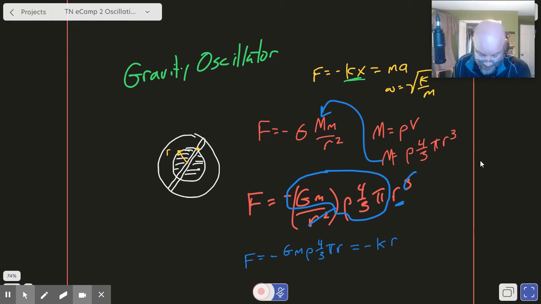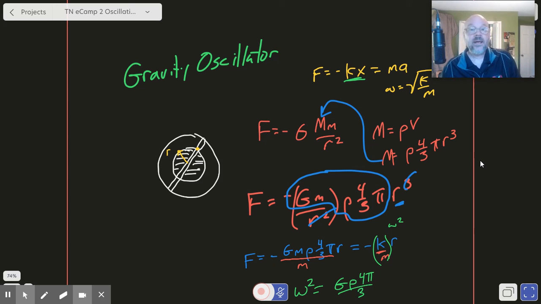Okay. And you can see it works out great. So all I really need to do is find out, so what do I have for k? Well, for k, I've got this stuff here. Okay, now in order to get omega out of it, we divide by m. All right, so this term right here is omega squared, just like that, which means that what we have for omega squared is G rho 4 pi over 3.